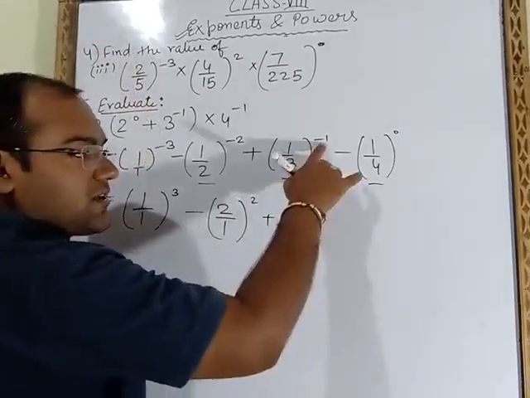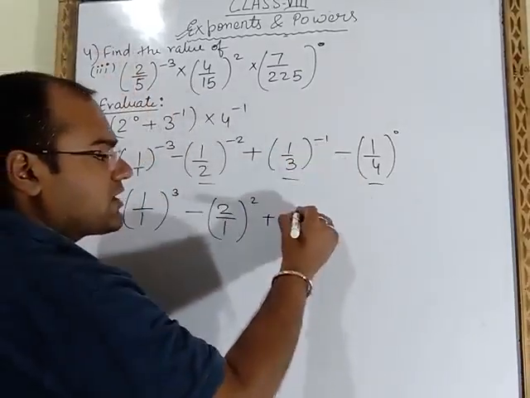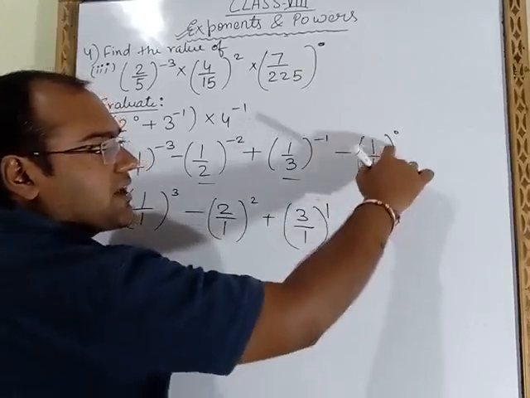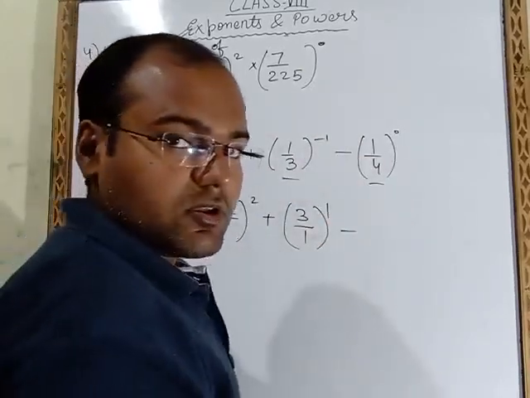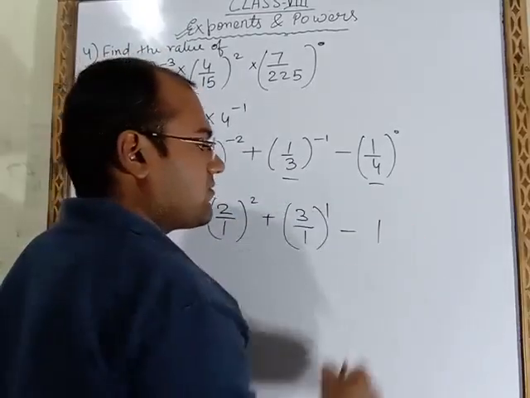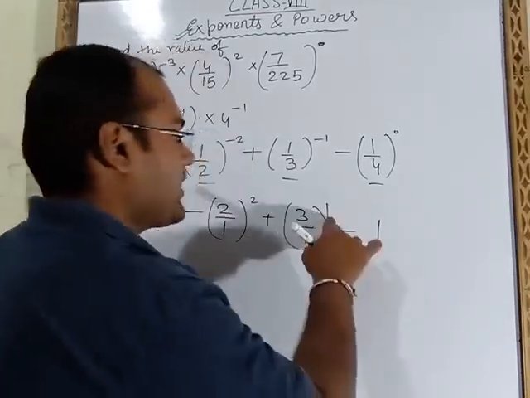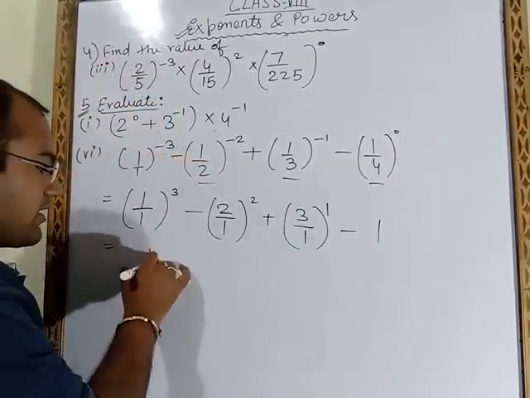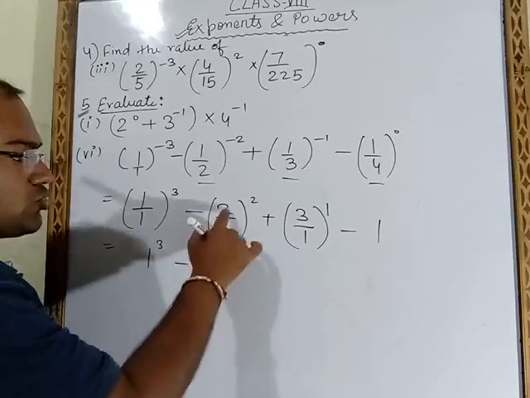This is also minus 1. In order to make it positive, we have to do the reciprocal. 3 upon 1 whole power plus 1. Minus. Here in the power, what is written? 0. In the power 0 is written. So this full term we will write as 1. Now next step. 1 upon 1 answer will be 1. Power 3. Minus 2 upon 1.